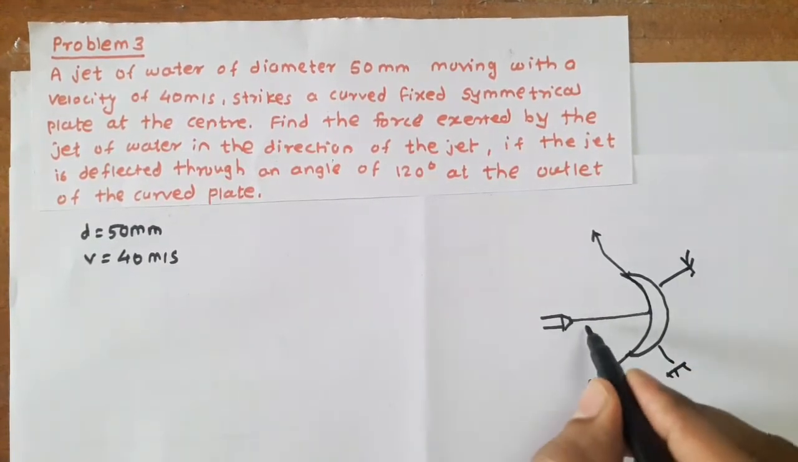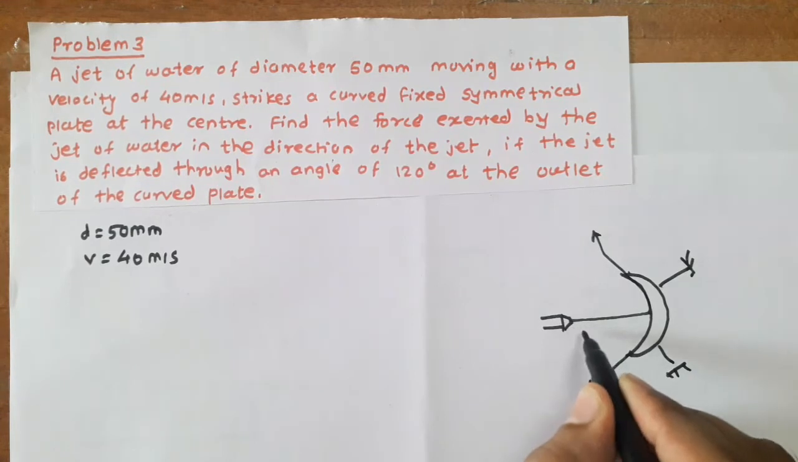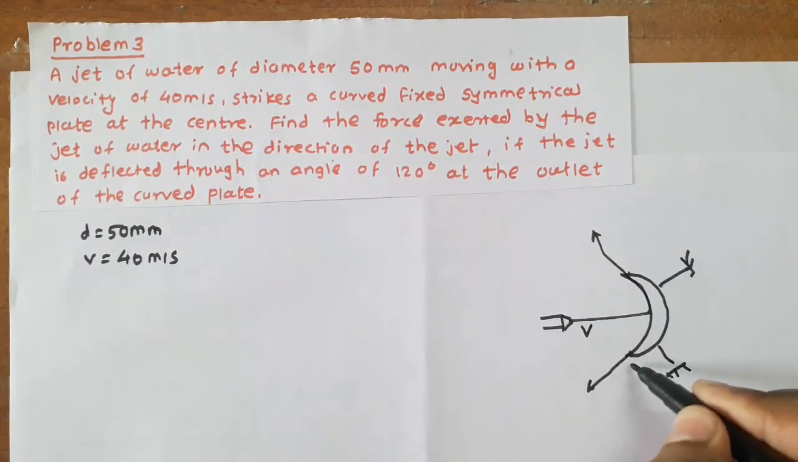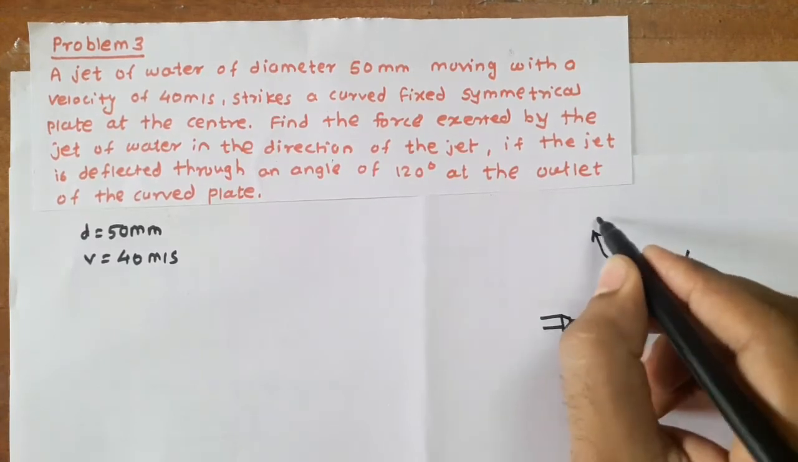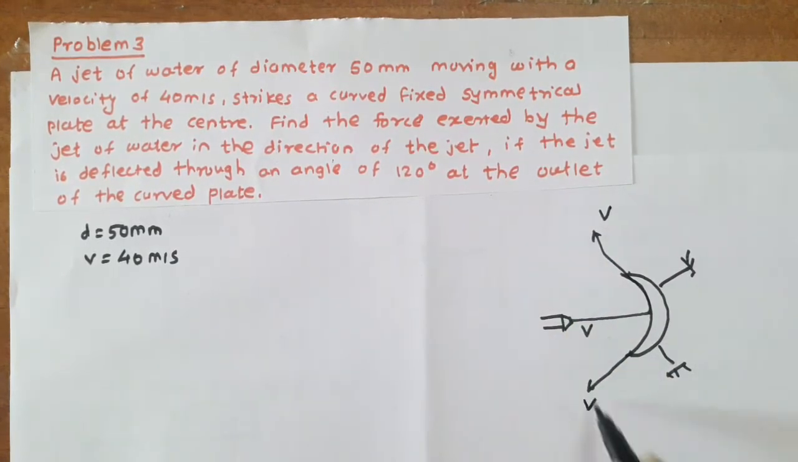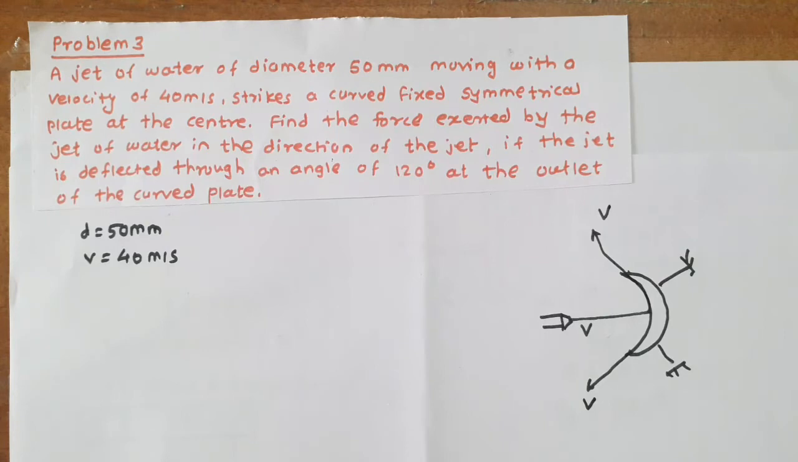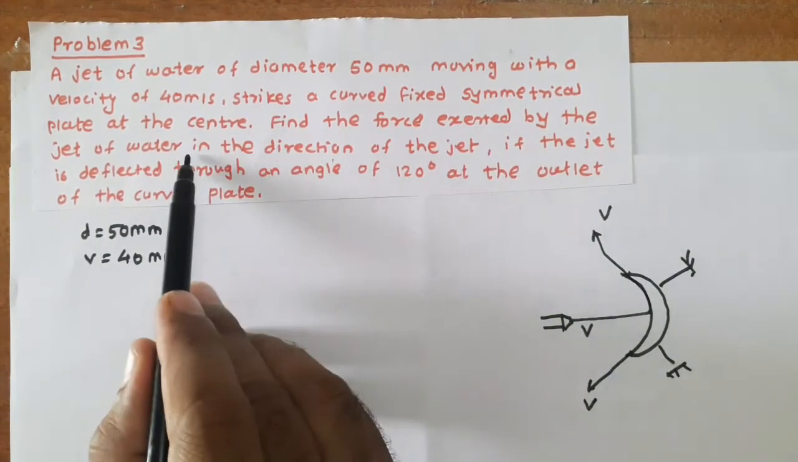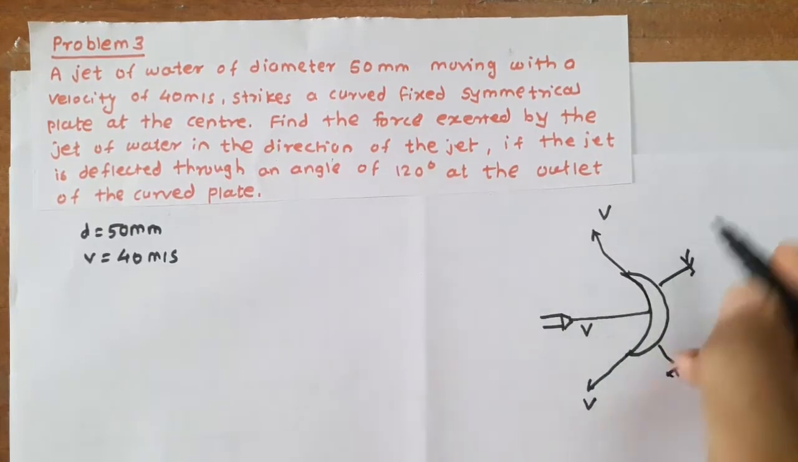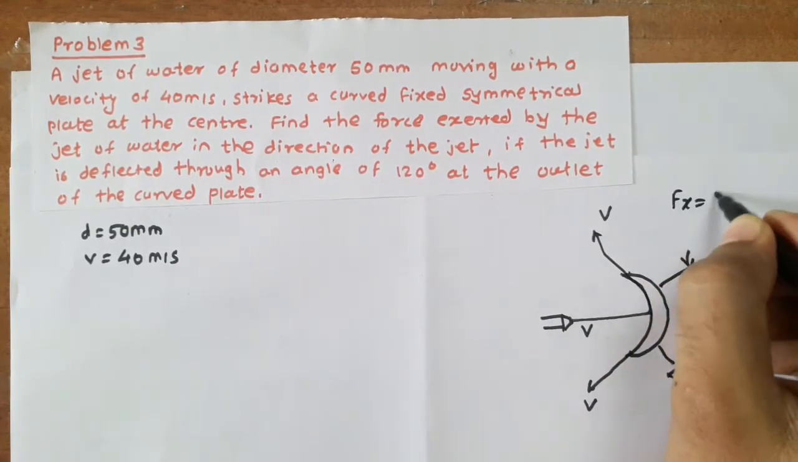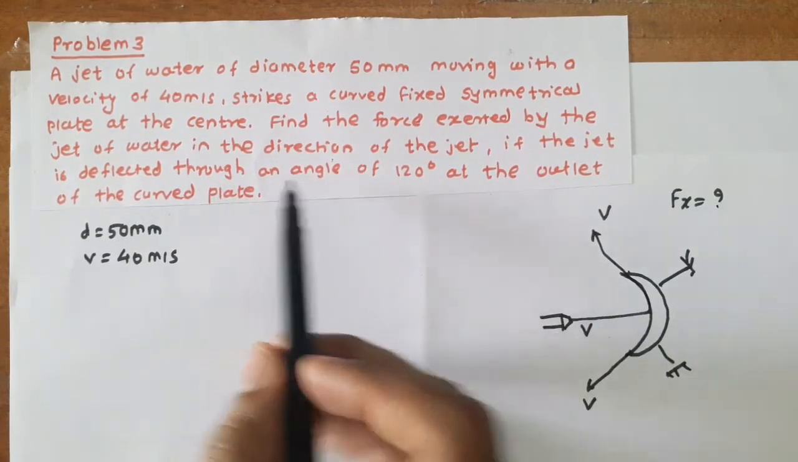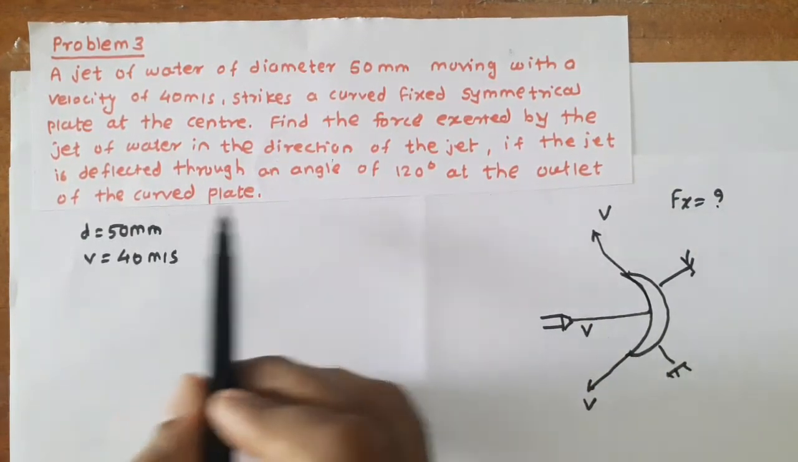Now the velocity coming from the jet is v. The inner surface of the blade is very smooth, so there is no loss of water. So we will get the exit velocity equal to the incoming velocity of the jet. Then find the force exerted by the jet of water in the direction of the jet. Means what? We want the Fx force, correct? And the jet is deflected through an angle of 120 degrees at the outlet of the curved plate.